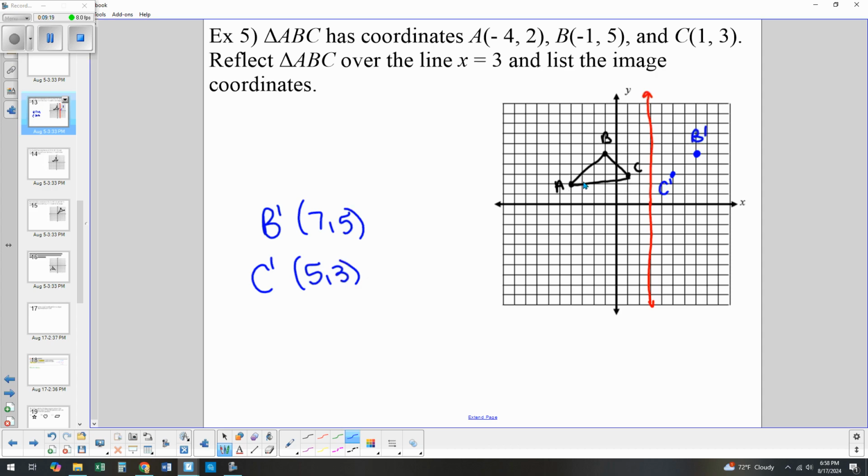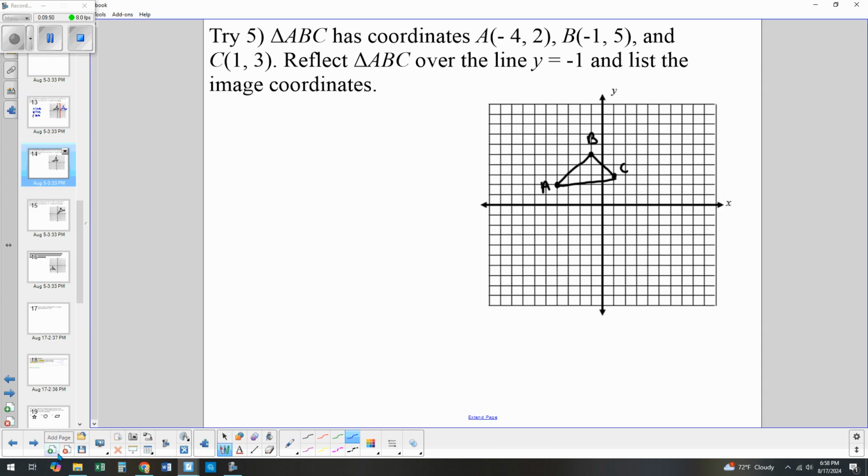And then A, 1, 2, 3, 4, 5, 6, 7. We go 1, 2, 3, 4, 5, 6, 7. If it went off the graph, that would be fine, as long as it didn't go off by a lot. I'm not going to give you anything that goes off by more than 1 or 2. If you went off the graph by a lot, then the problem is probably with something you did. So here's 10, 2 for our A prime.